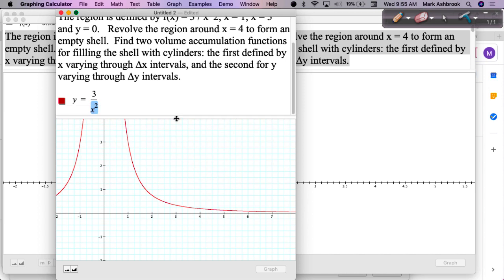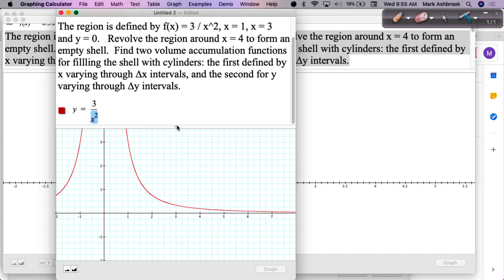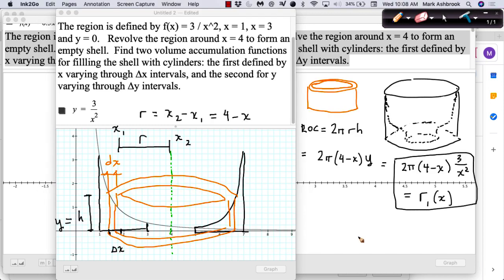Okay, so you're not spinning your wheels on that function. Here is y equals 3 over x squared. Okay? So take a look at this: x is varying through delta x intervals.